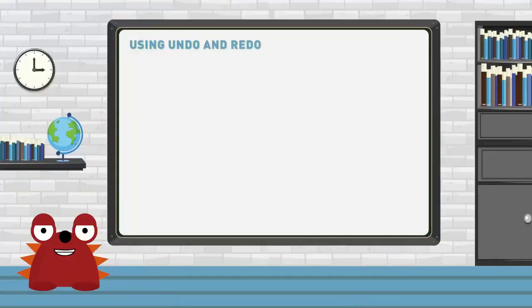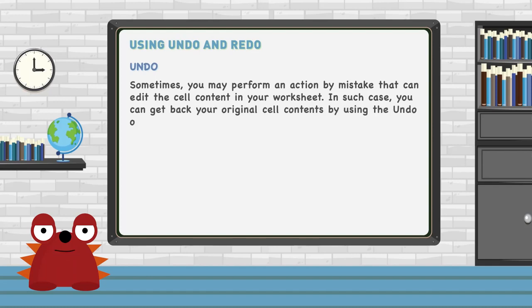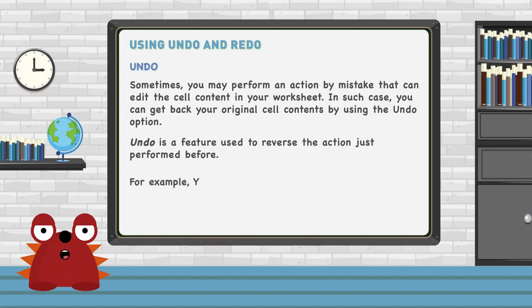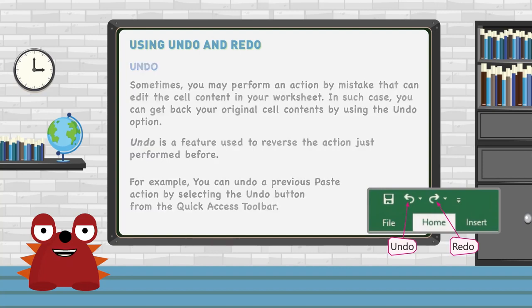Next in our chapter, let's learn about using undo and redo. Starting with undo. Sometimes you may perform an action by mistake that can edit the cell content in your worksheet. In such a case, you can get back to your original cell contents by using the undo option. Undo is a feature used to reverse the action just performed before. For example, you can undo a previous action by selecting the undo button from the quick access bar.